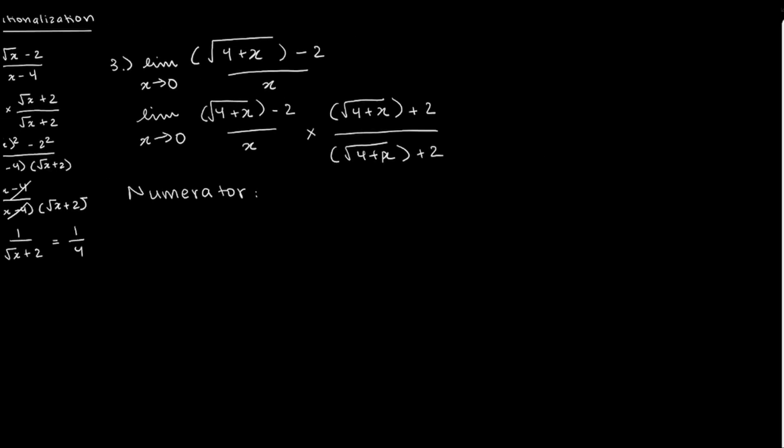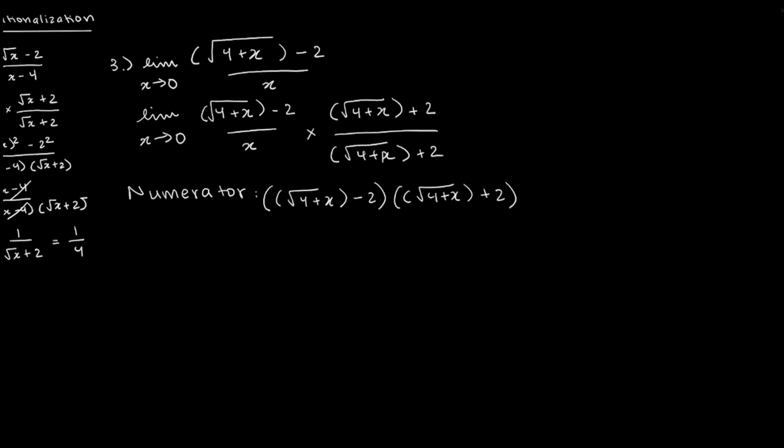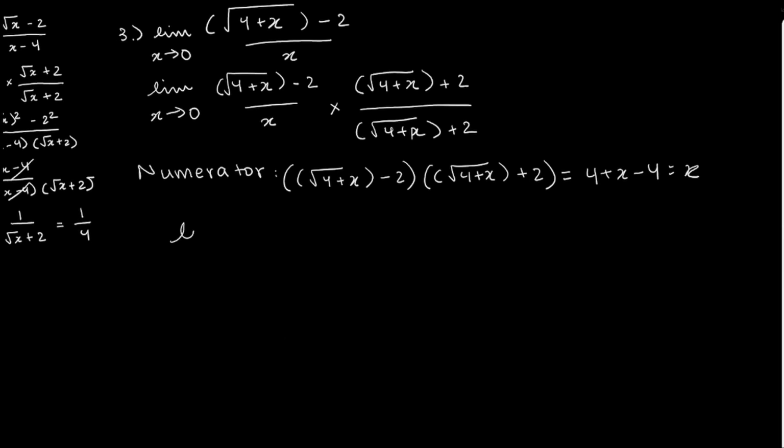So in the numerator, we'll get the square root of the quantity 4 plus x, and as we square that term, minus 2 squared. So I'll just write out this entire process. And that will simplify to 4 plus x minus 4, because the square root of 4 plus x squared is 4 plus x, and then 2 squared is 4. So that's just x in the numerator.